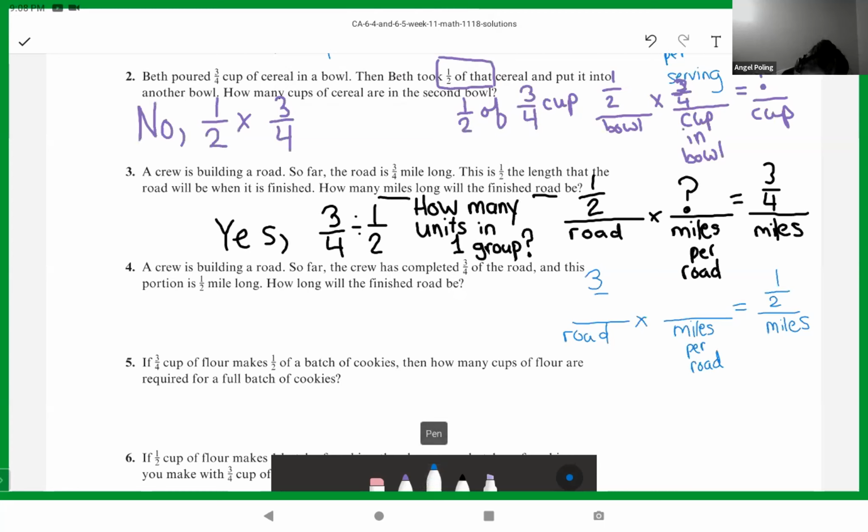It's just not 3/4 divided by 1/2. It's actually 1/2 divided by 3/4. So it's a no, because the order is reversed, but we can still say what style of division it is because it's division, right? And they're asking us still, how long will the finished road be? How many miles are there in this road? Same question above, just worded slightly differently. Okay, so that's the same as above. How many units in one group?